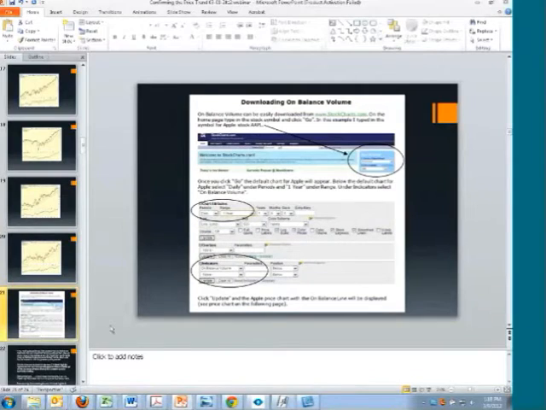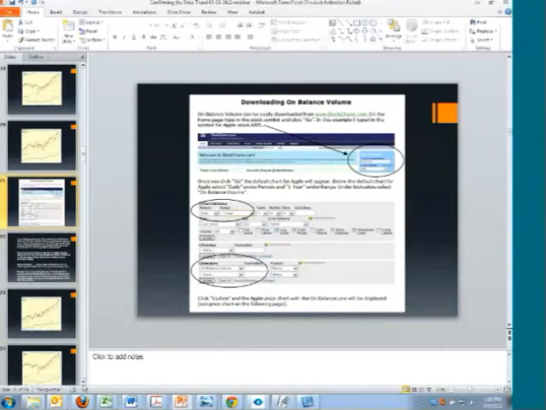Now, the on-balance volume is easy to download from the internet, and if you go to stockcharts.com, you simply type in the stock symbol, select a daily price action, and under indicators, you just select on balance volume, and that'll display a price chart, and above and then below you'll see the on balance volume line. So easy to download from the internet.